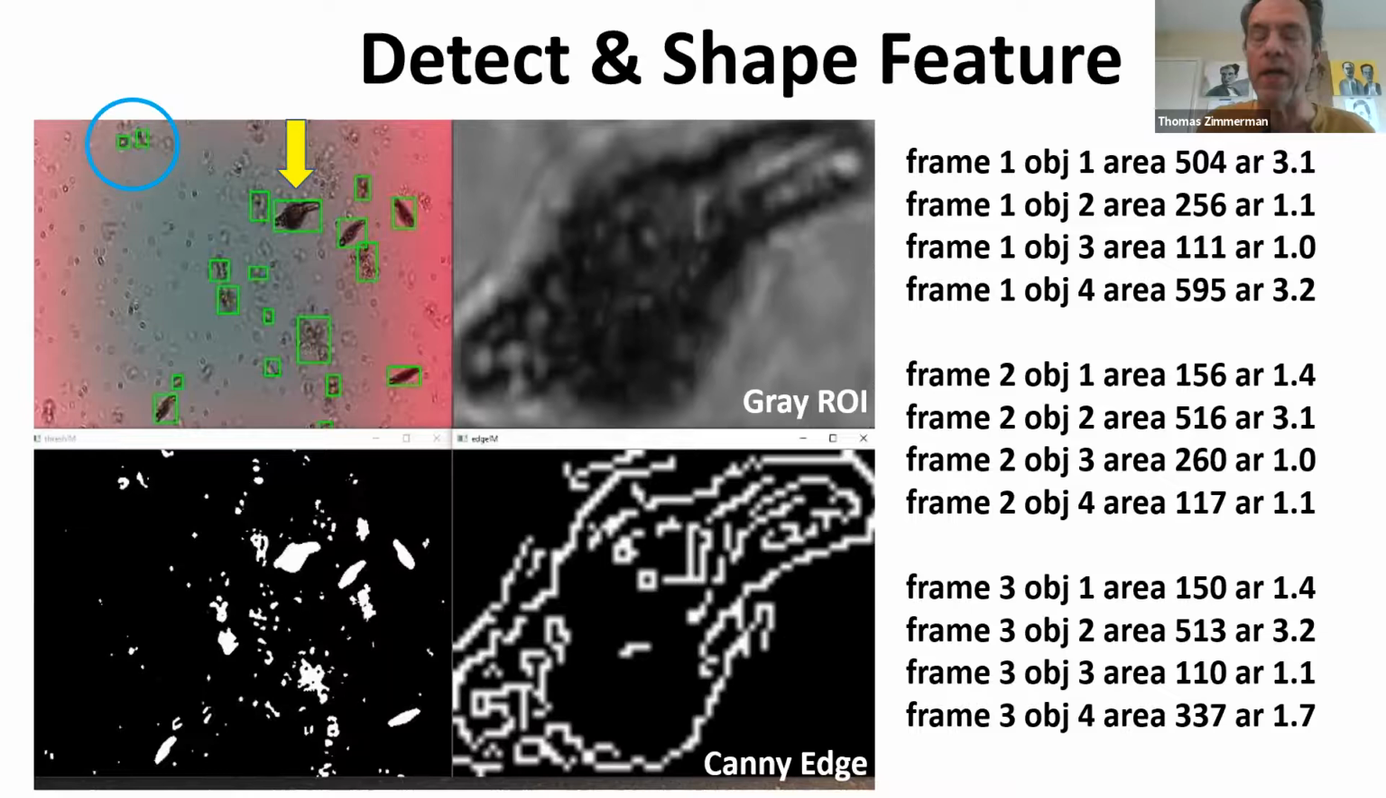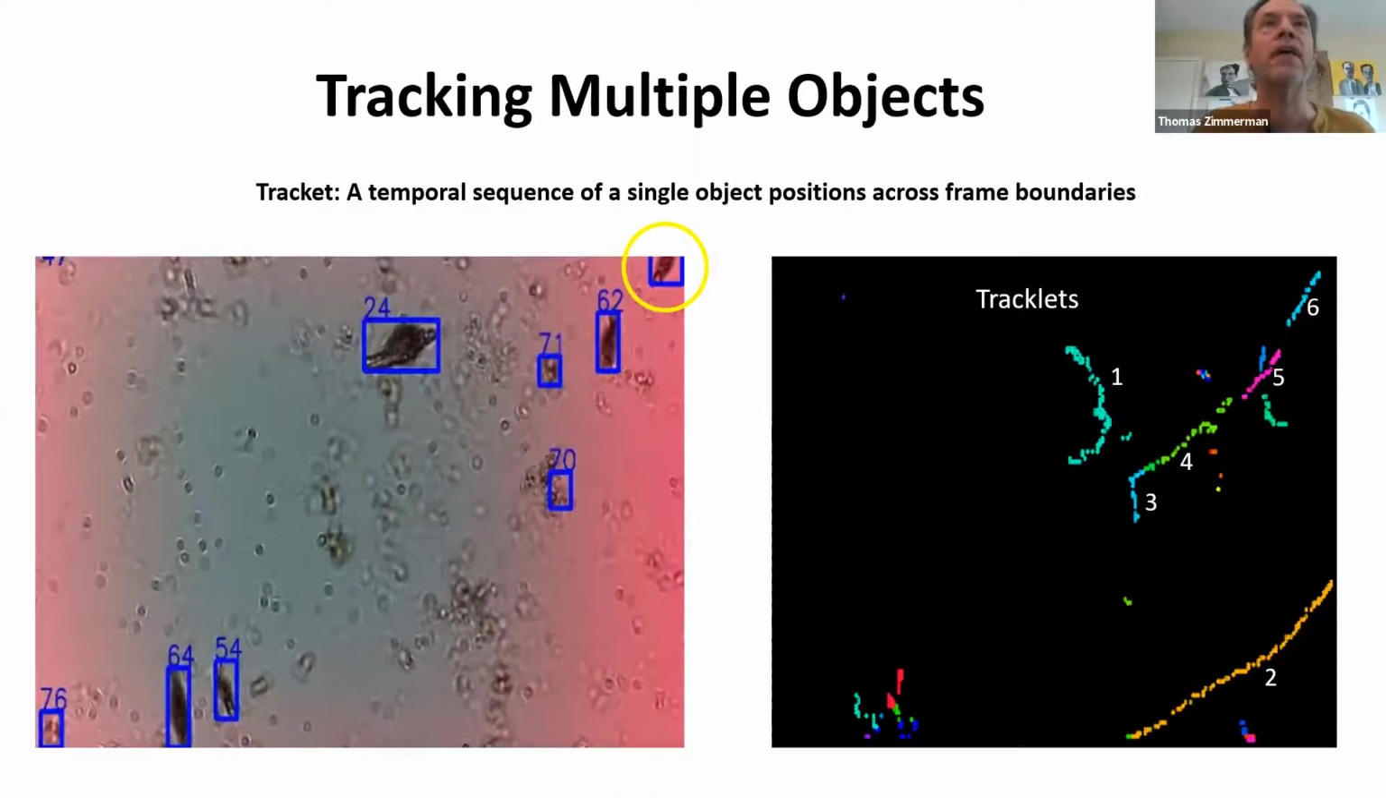Object. And that's what tracking does. So here's how it works. We have these objects, which we've detected. And what we want to do is keep track. We want to make what are called tracklets.